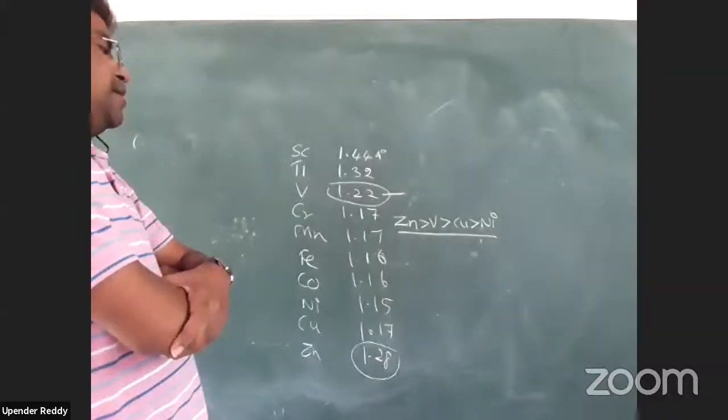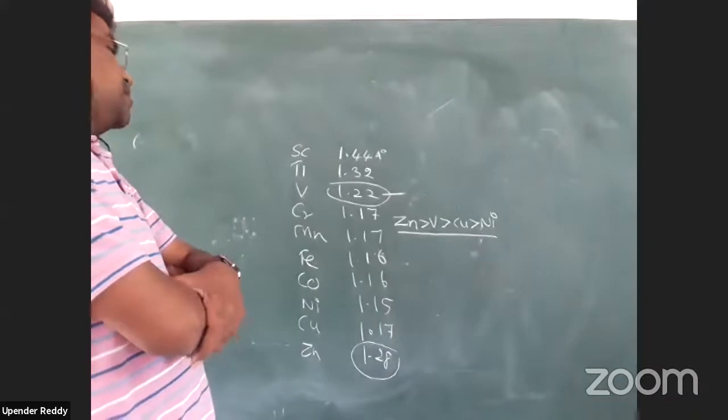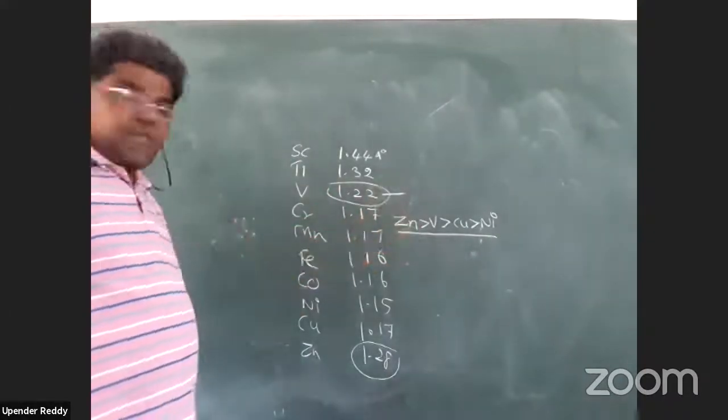Because of the screening effect or shielding effect of the d-block elements, we are getting size increases. It is the last class.